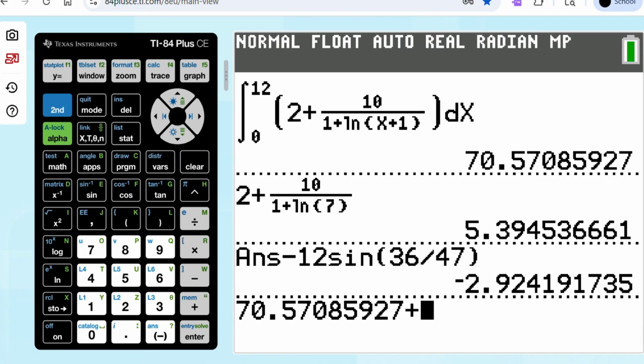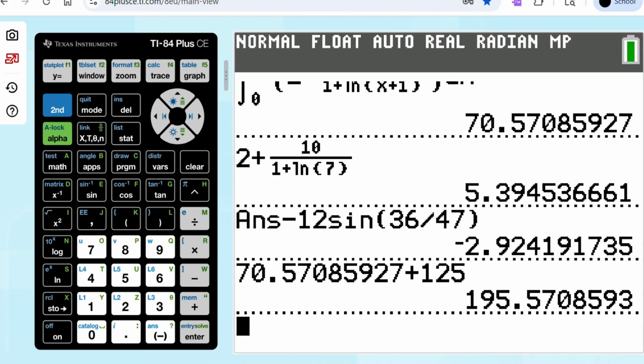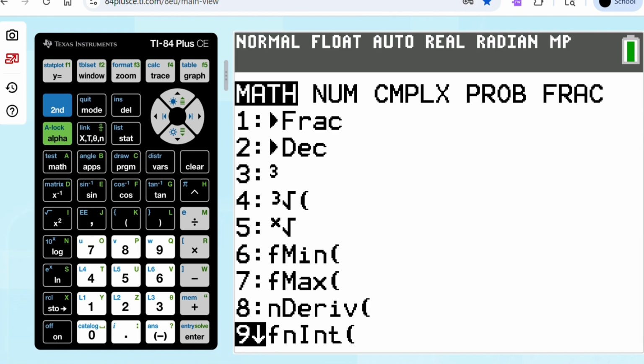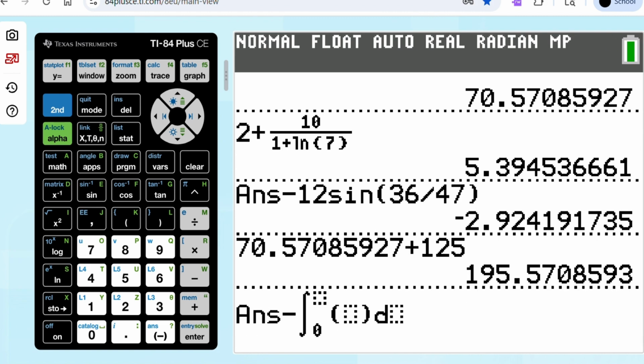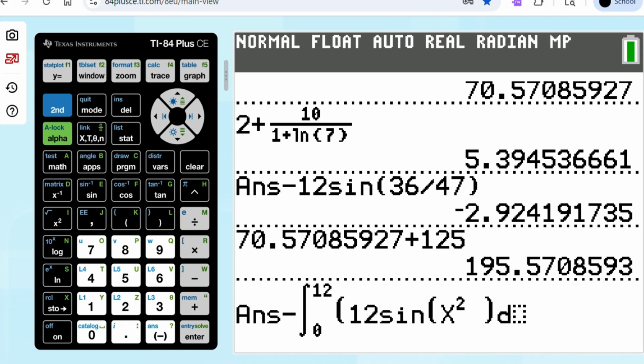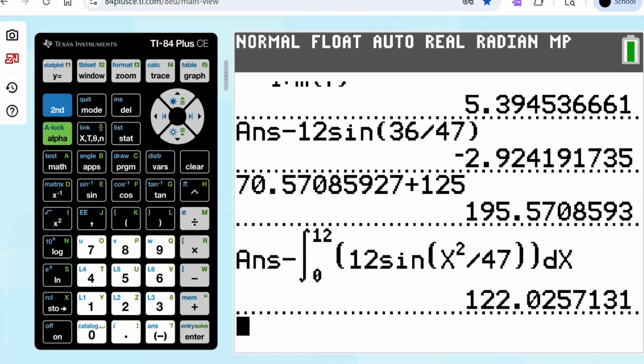And then we're going to add our initial condition of 125 to that. And then what we want to do is subtract that integral from 0 to 12 of r of t. So we'll just hit minus. That'll use our previous answer. We'll hit math, go down to option number 9, and do an integral from 0 to 12 of that r of t function. And r of t was 12 times the sine of x squared over 47. And we'll throw our dx out there. And when we hit enter, it looks like we get 122.026 gallons.